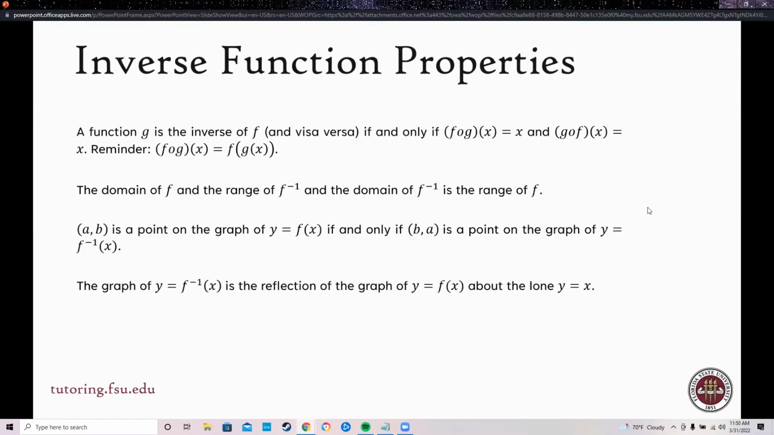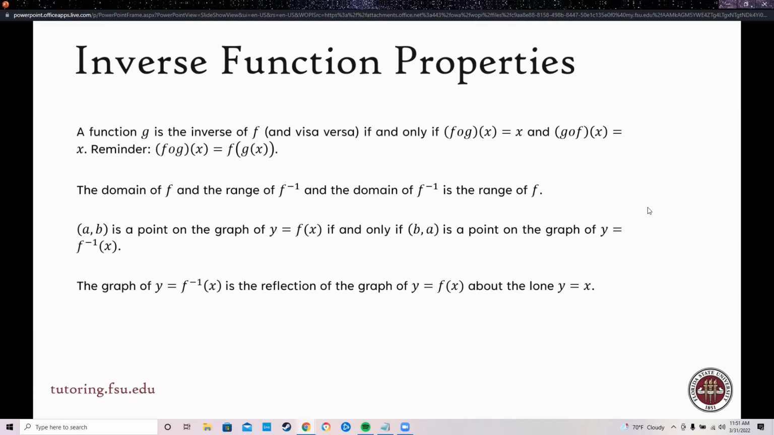So continuing forward, some properties of inverse functions: when you have a function g that's an inverse of f, then you should be able to have f as an inverse of g. And if they equal each other, then you have a one-to-one function, and this all operates smoothly. That's when you can say the domain of f is the range of the inverse of f, and the domain of the inverse of f is the range of f.